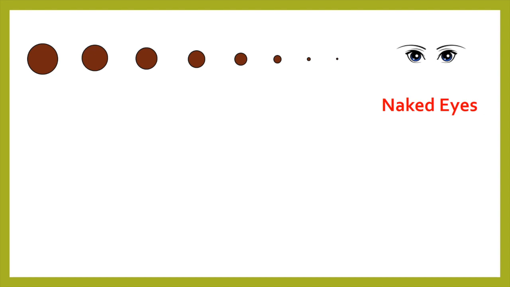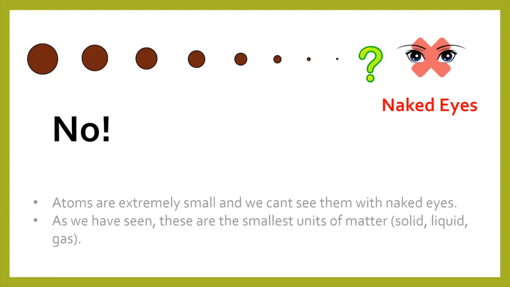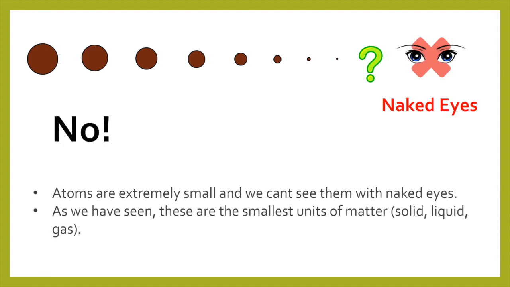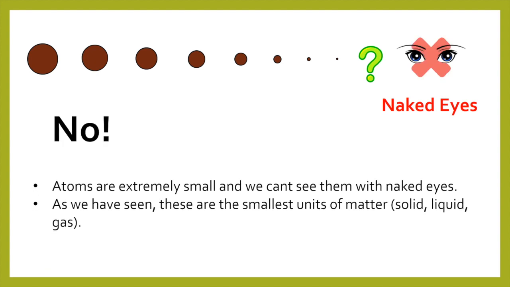We are using the word smallest or finest for atoms. What does it suggest? Are they easily visible? Can you see atoms with the naked eye? The answer to these questions is no. Atoms are extremely small and we can't see them with naked eyes. As we have seen, these are the smallest units of matter.